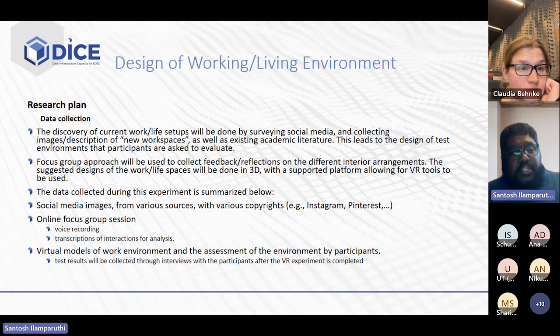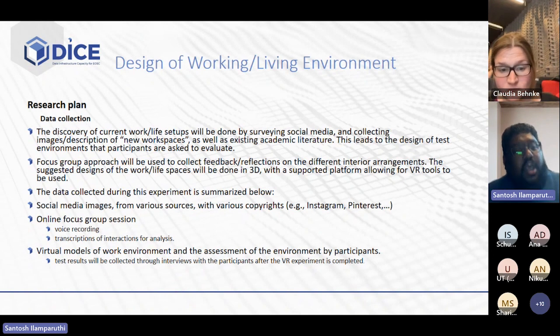The data collected during this experiment is summarized below. Social media images from various sources with various copyrights. Online group session, voice recording, transcription of interaction for analysis, virtual models of work environment, assessment of the environment by participants. So test results will be collected through interviews with the participants after the VR experiment is completed.